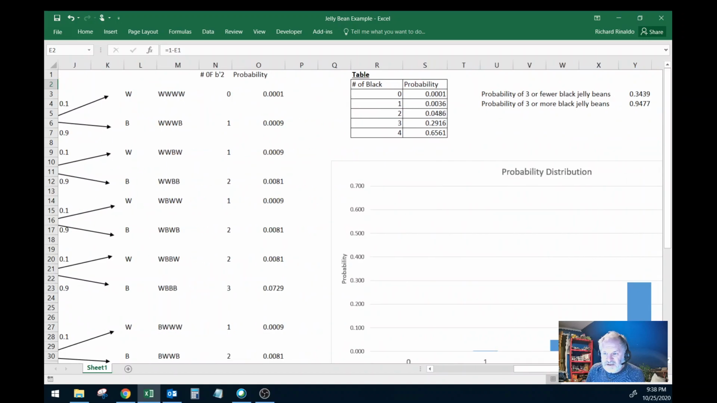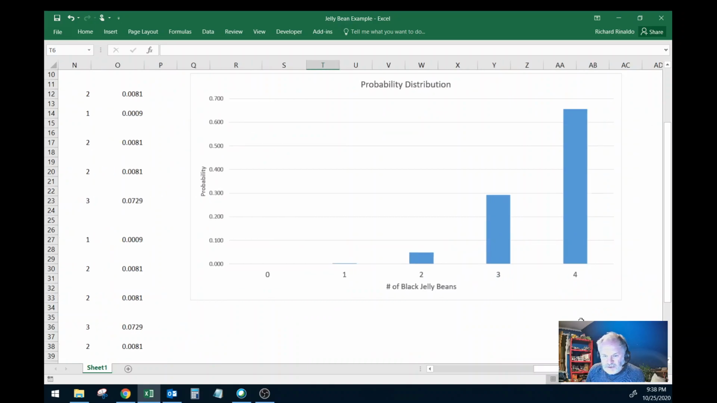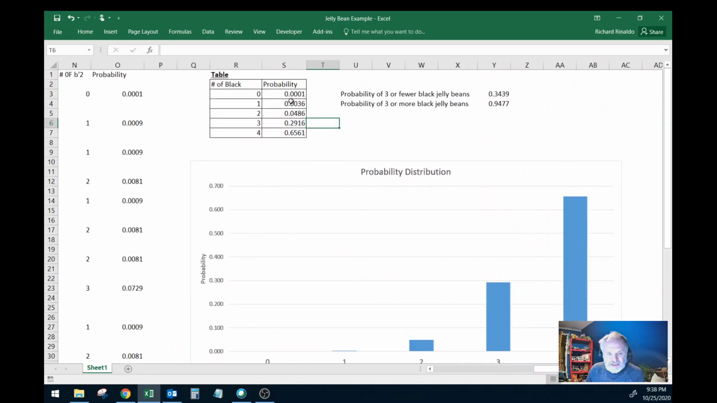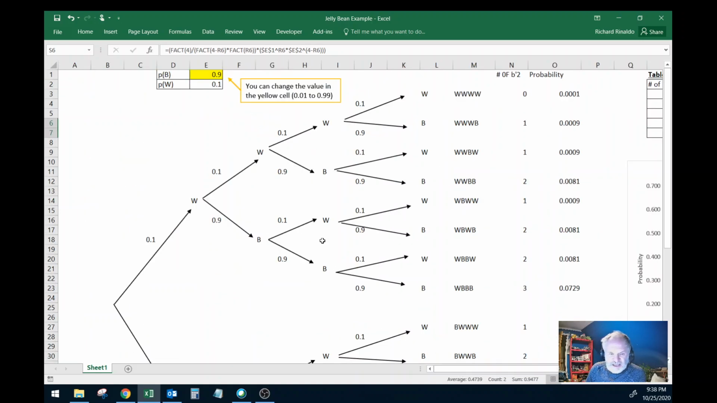And here is my chart over here and right here. And I can also see, if I fill this chart in here and ask myself the probability of 3 or fewer black jelly beans, it is 0.2916 plus 0.0486 plus 0.0036 plus 0.0001. The probability of 3 or more black jelly beans now is the 0.2916 plus the 0.6561.